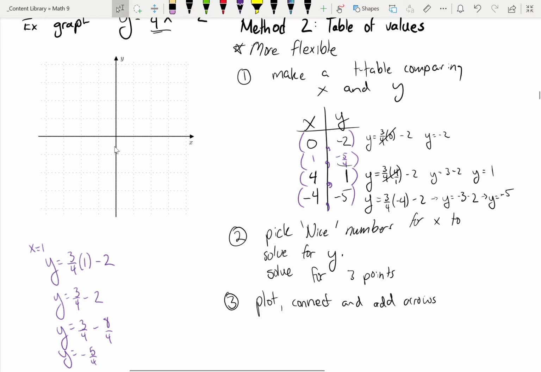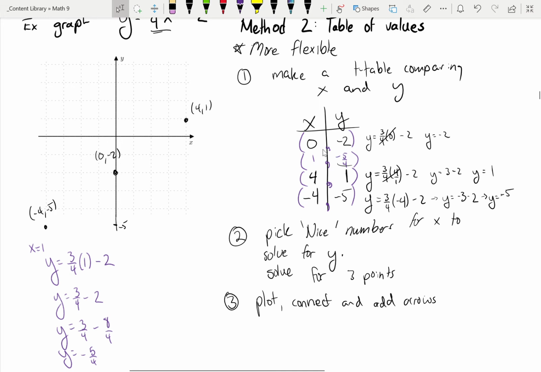So I'm going to find the point (0, -2). I'm going to find the point (4, 1). The point (-4, -5) is going to be down here, so I have to extend this out a little bit. And then lastly, this is (4, 1). This is (0, -2). This is (-4, -5).